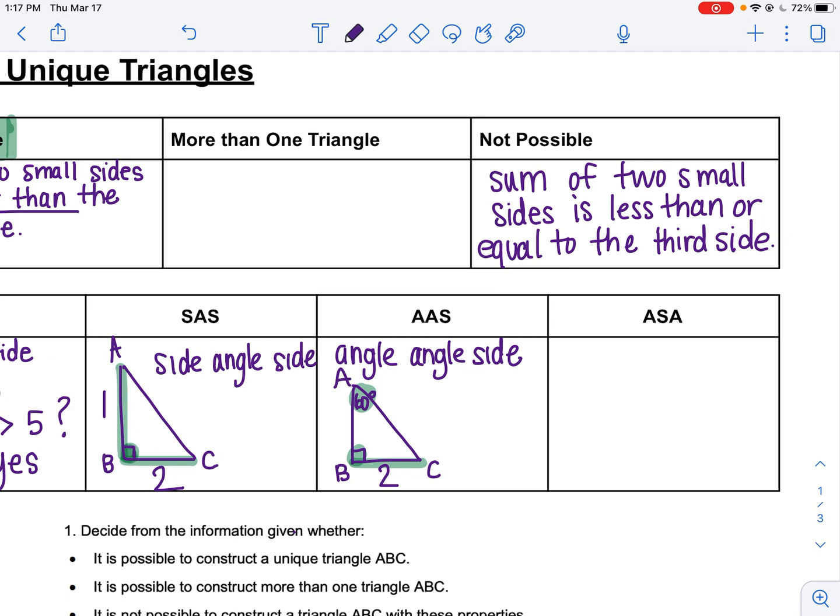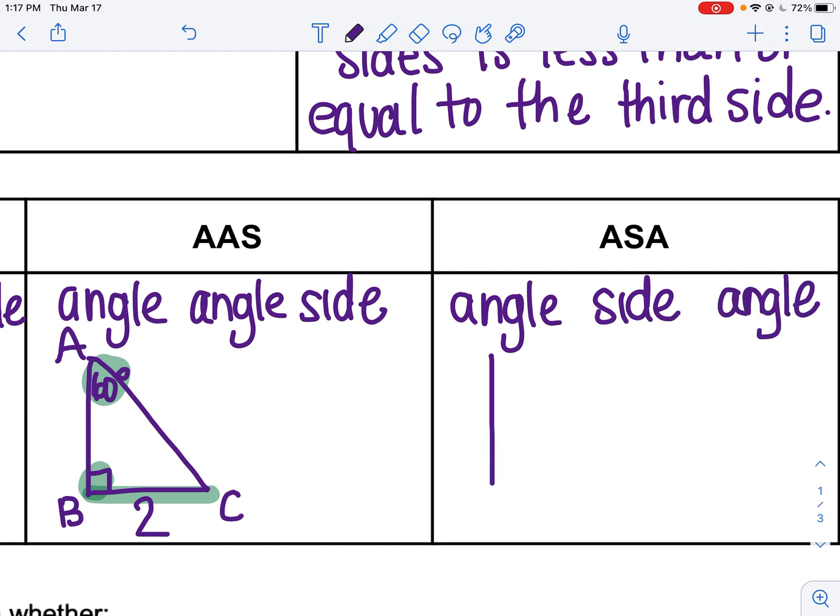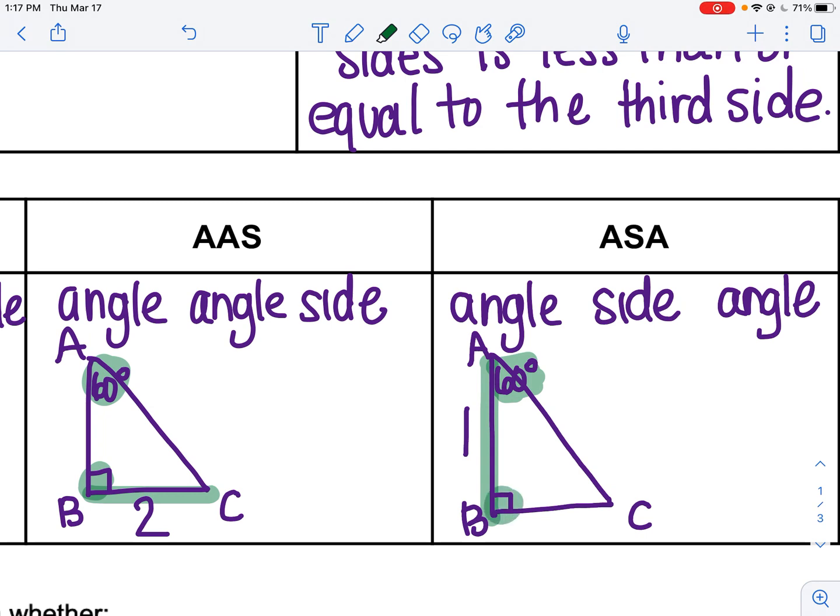And then your last option would be angle, side, angle. It has the same triangle labels, ABC. This time you have a 60 in the angle, you have a 1 on the side, and then you have a right angle. So you can see the order here. Angle, side of a triangle labeled with a measurement, angle, and that matches angle, side, angle.